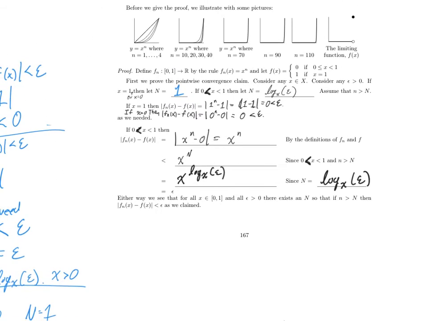And that is equal to epsilon. So thus, between all of these three cases, we see that for every x and every epsilon, there exists some big N, such that if little n is bigger than big N, then the absolute value of f sub n of x minus f of x is less than epsilon, as we claimed.